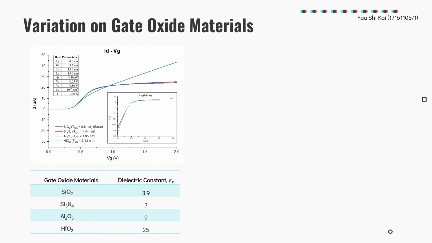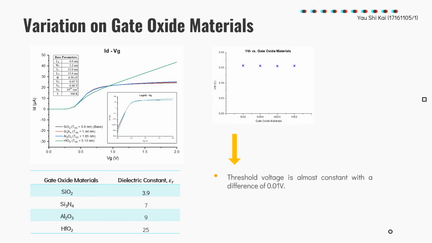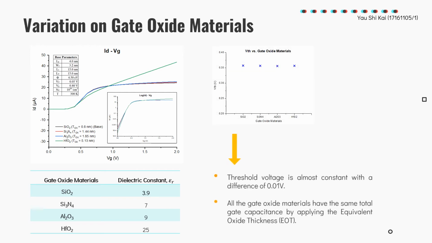Next, gate oxide materials of GAA nanowire FET are varied among silicon dioxide, silicon nitride, aluminium oxide, and hafnium oxide. Threshold voltage is almost constant with a difference of 0.01 volts since all the gate oxide materials have the same total gate capacitance by applying the EOT.